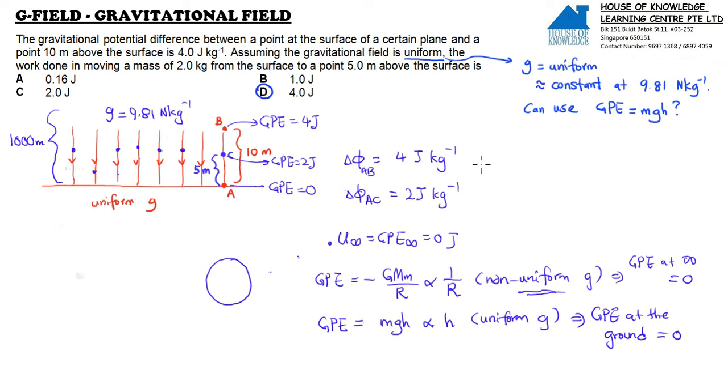Coming back to this question, what is the work done from A to C? The work done is mass times the change of potential from A to C. The mass is 2 kg. The change of potential is 2 joules per kilogram. So the answer is 4 joules, D.